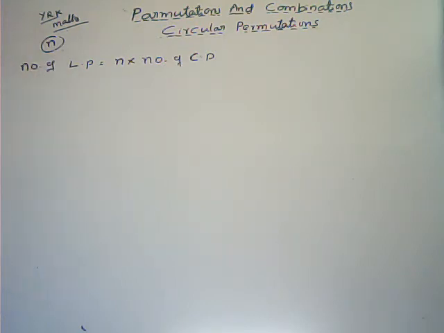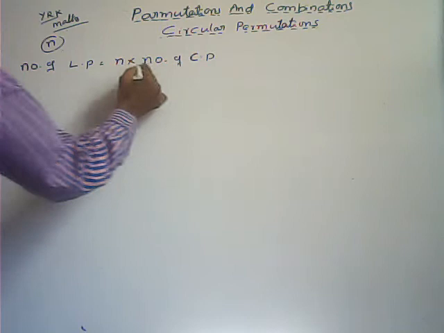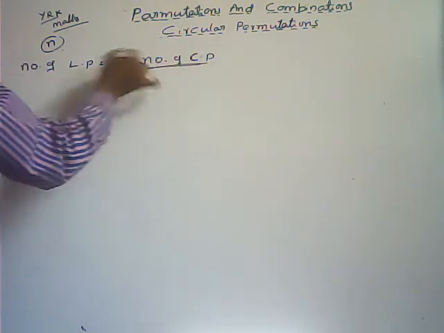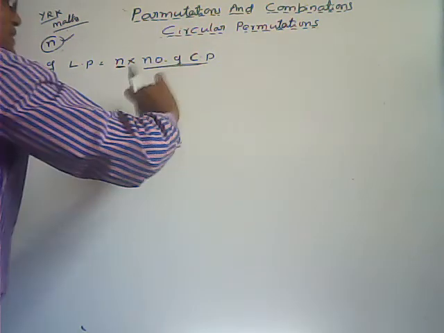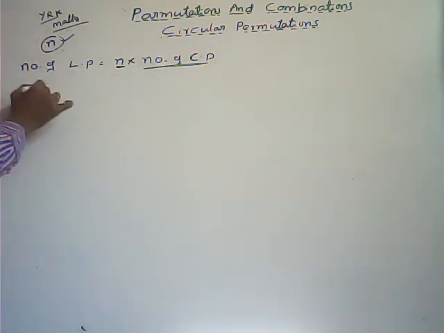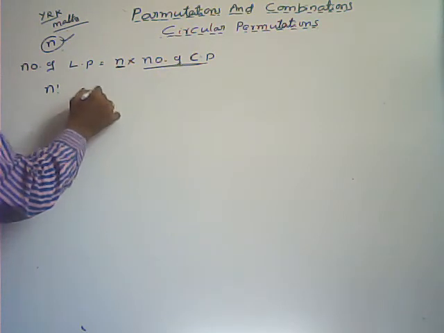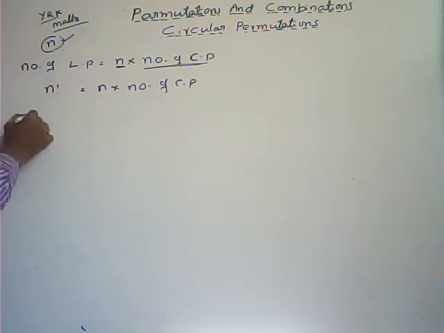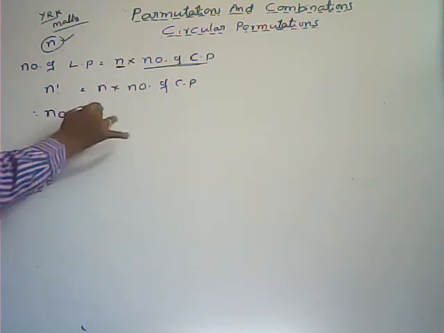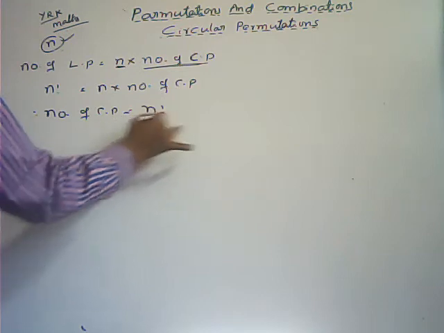So the number of linear permutations depends upon the number of circular permutations, which should be multiplied by n, and then we get the total number of linear permutations. Here we know the number of objects is n, and n objects can be arranged in a row in n factorial ways. If n objects are there, the number of linear permutations, that is n factorial, is equal to n into the number of circular permutations. Therefore, the number of circular permutations is equal to n factorial by n.